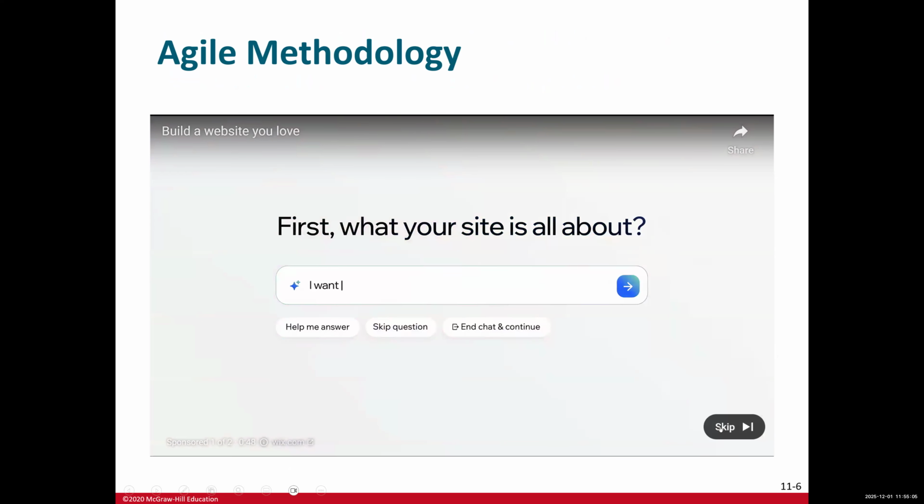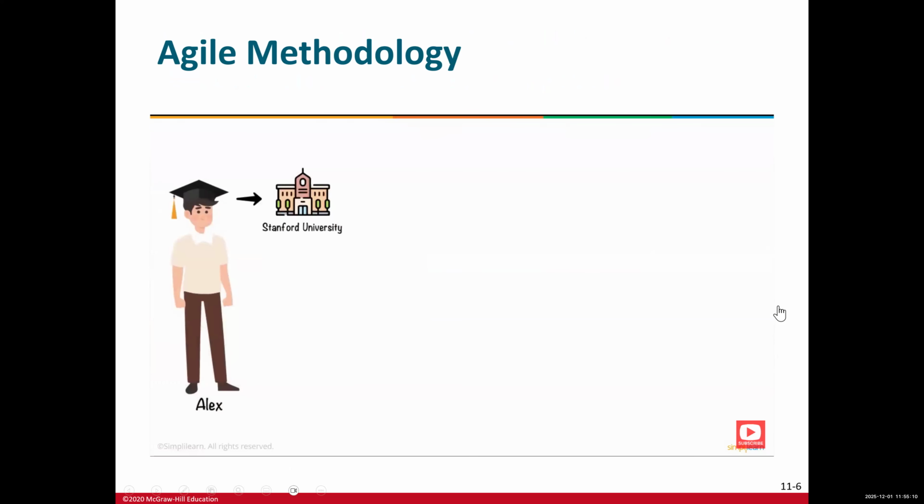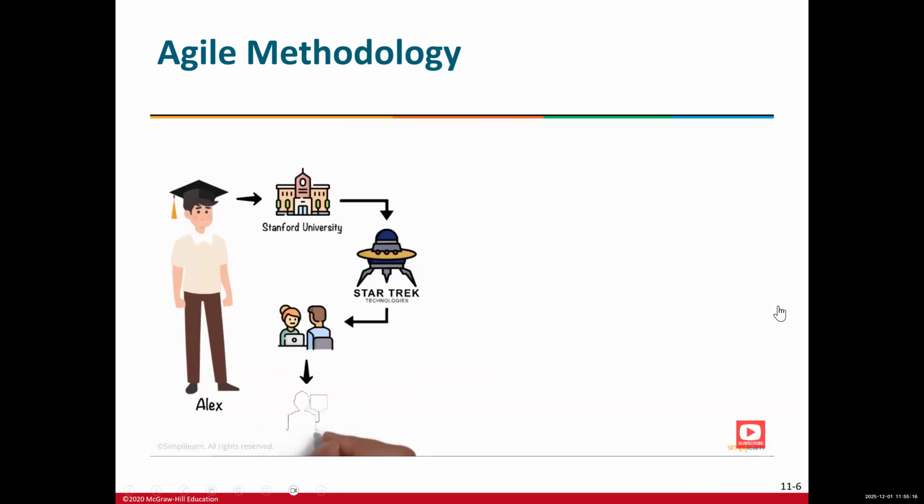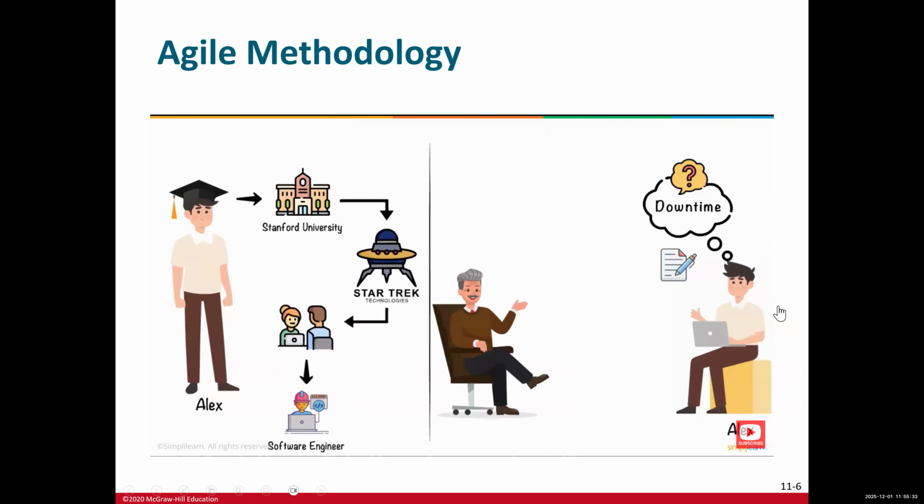Alex has just completed his graduation from Stanford University. One fine day, he receives a mail from Star Trek Technologies for an interview for the designation of a software engineer, as referred by the university. Alex was really happy and excited about this, and starts preparing for his interview next week. While he was preparing, Alex came across the term downtime. Alex has no idea. What is a downtime? He decided to seek help from his uncle John, a software engineer.